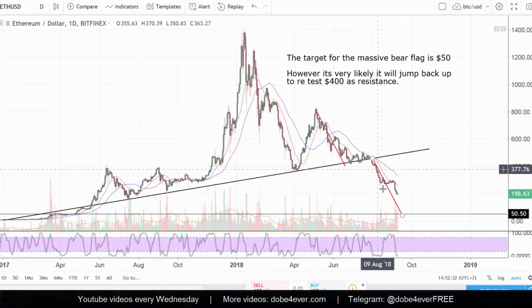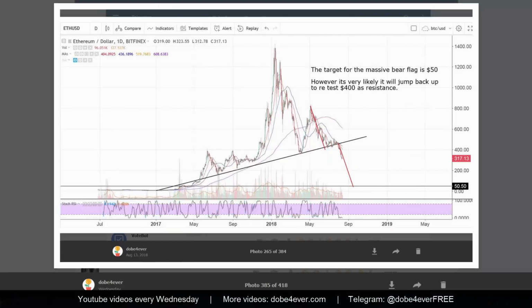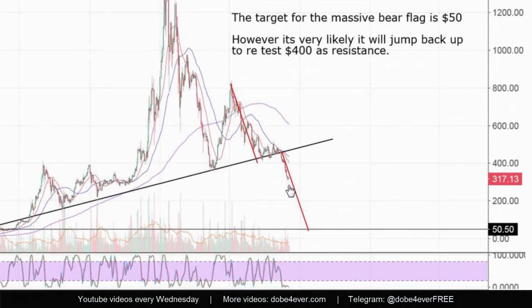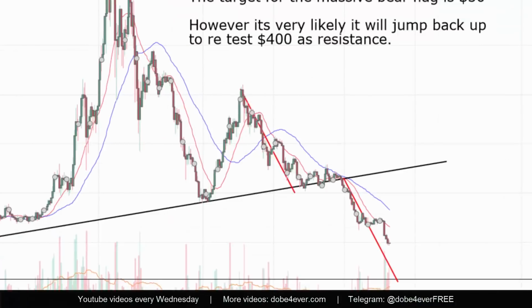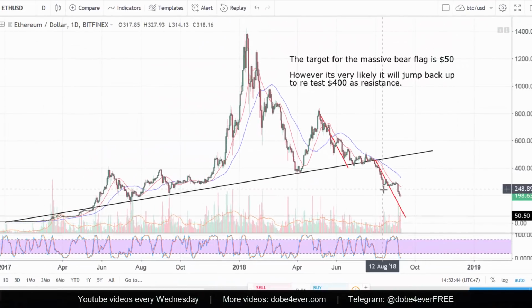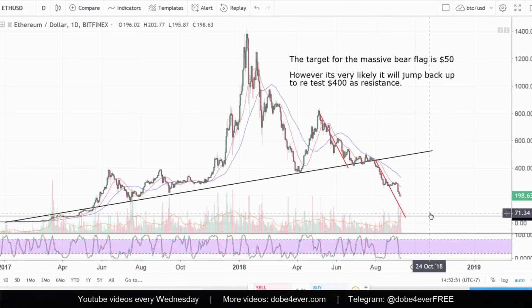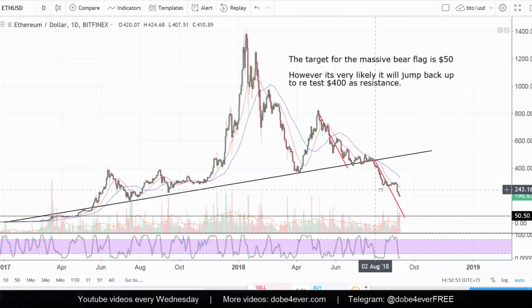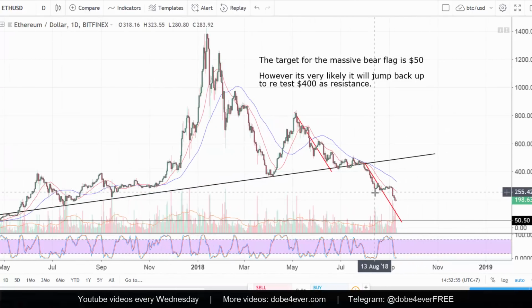So what we can see here, we were right here when I shared the screenshot. Let's take a look at it again. You see it, it was right at this bottom here. And what happened then, I was expecting this to jump to 400 and test 400 as a resistance and then continue on the way down to $50. But I was obviously too optimistic, because it didn't even jump back up. All it could do is just go sideways for a month. And now it finally broke down again.